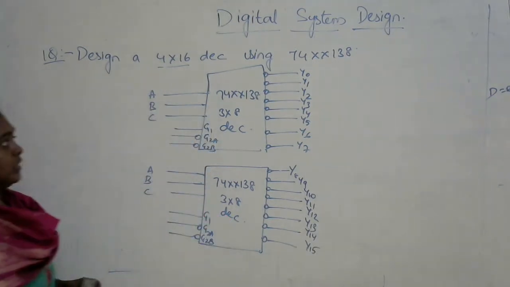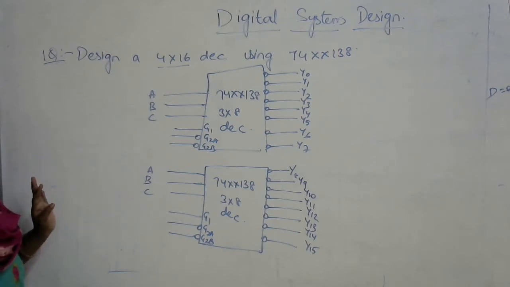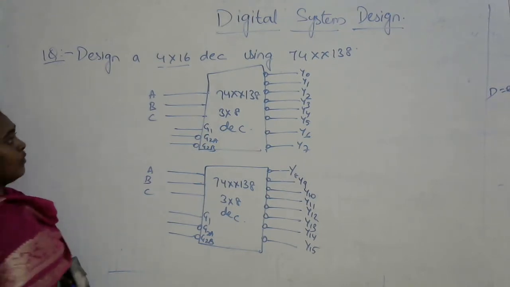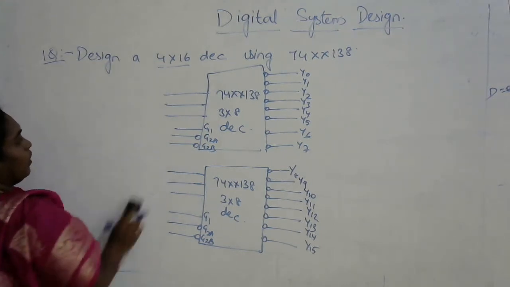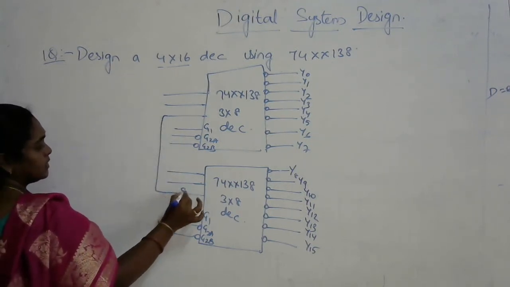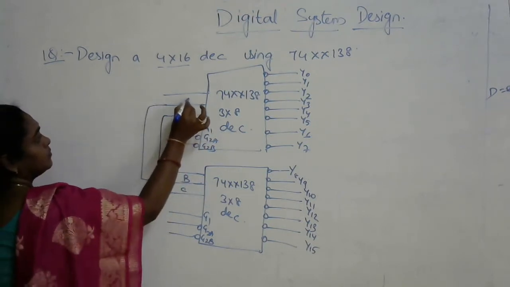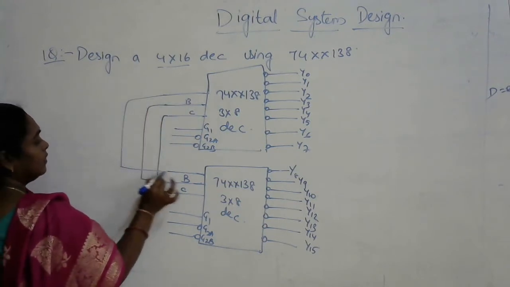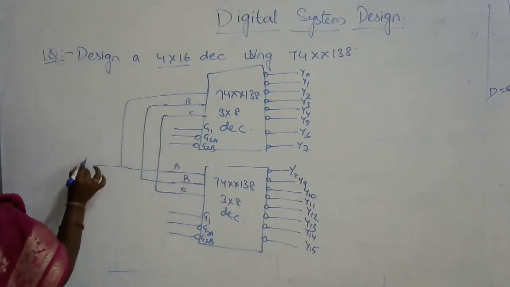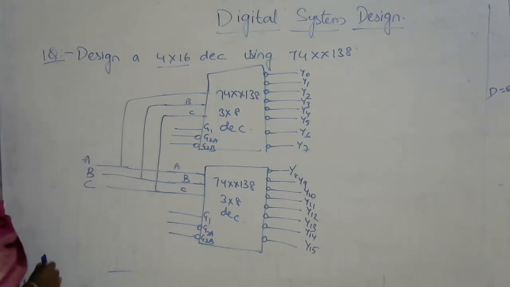But the condition is, the first decoder has 3 inputs and the second decoder also has 3 inputs, but we need only 4 inputs for the 4 by 16 decoder. So here I am shorting these 3 inputs. This is C, this is also C. Similarly, I am shorting B with B and A with A. So this is a common input A, the second input B, and the third input C. But a 4 by 16 decoder should have 4 inputs.